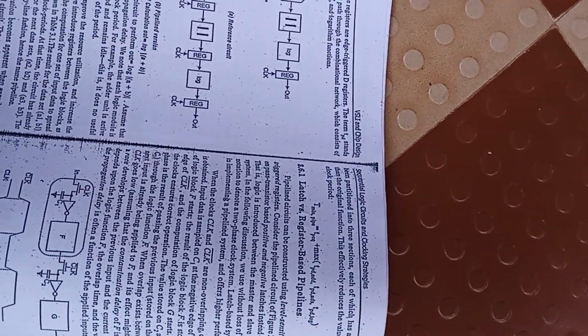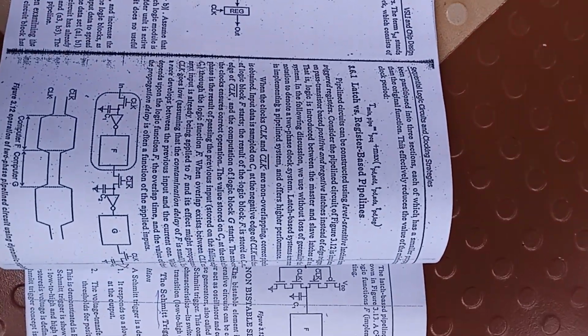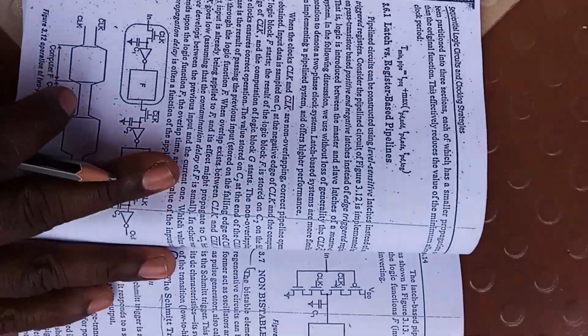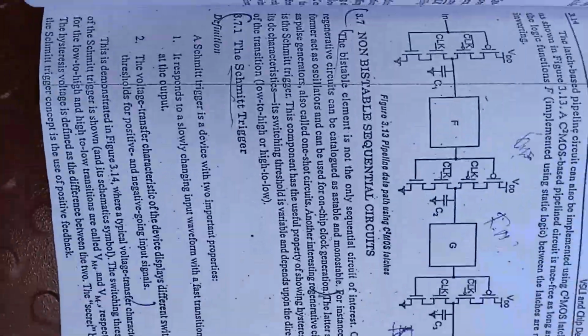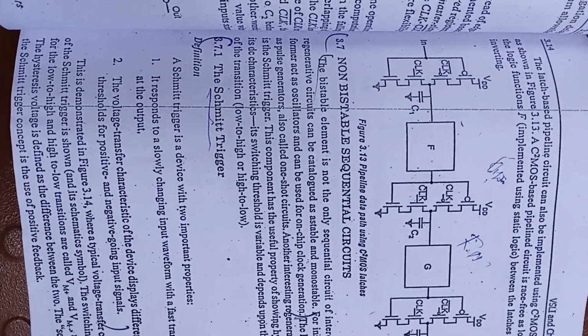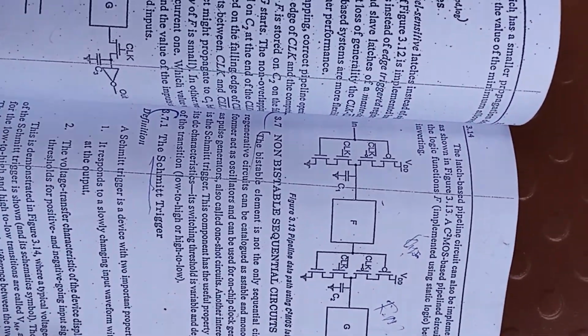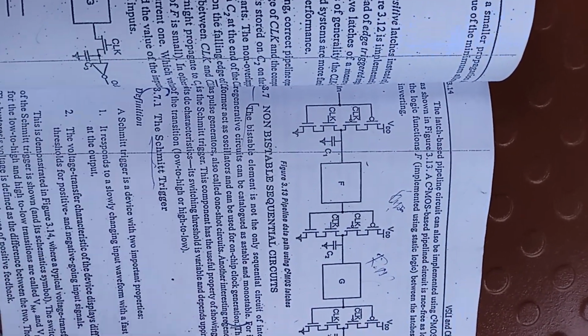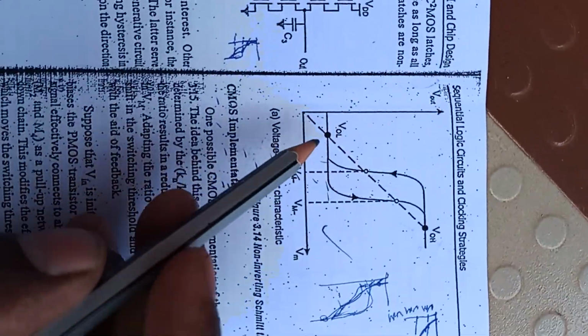And register versus latch versus register pipelines. Pipelining operations, parallel execution stage by stage, we call that pipelining. And non-bistable circuits: we have three categories, Schmitt trigger, monostable, and astable. A Schmitt trigger is a device with two important properties. So there is a hysteresis property, we can say.